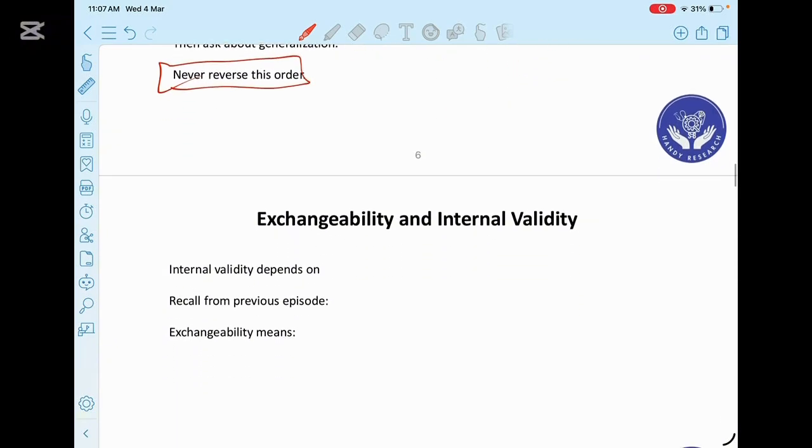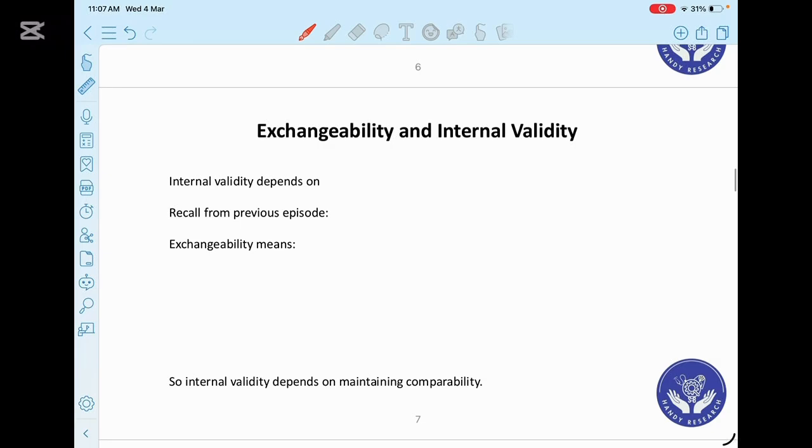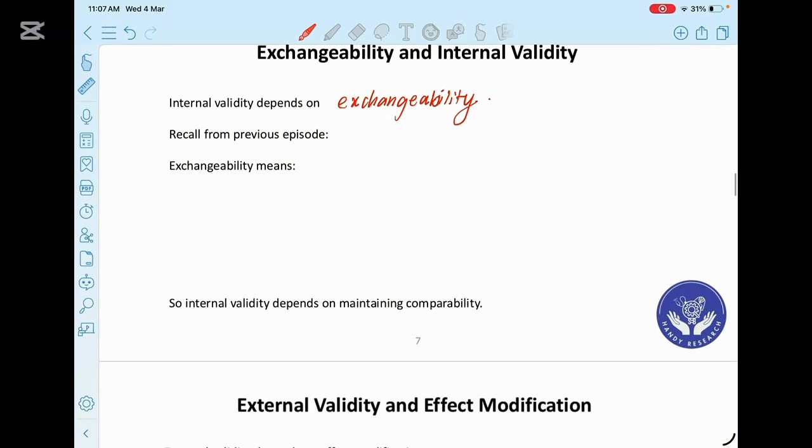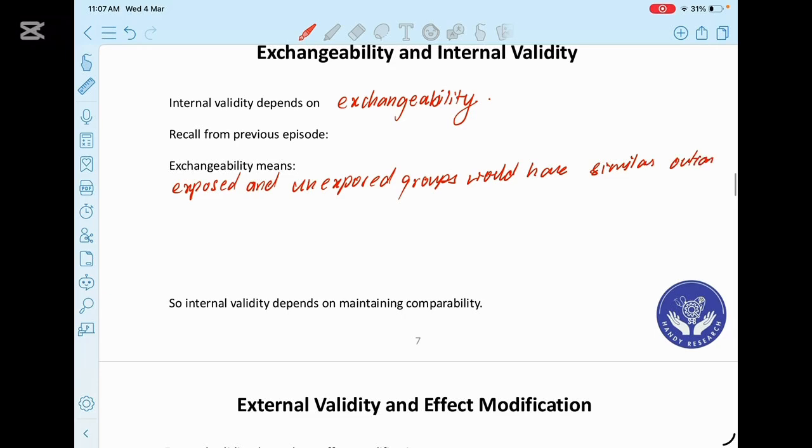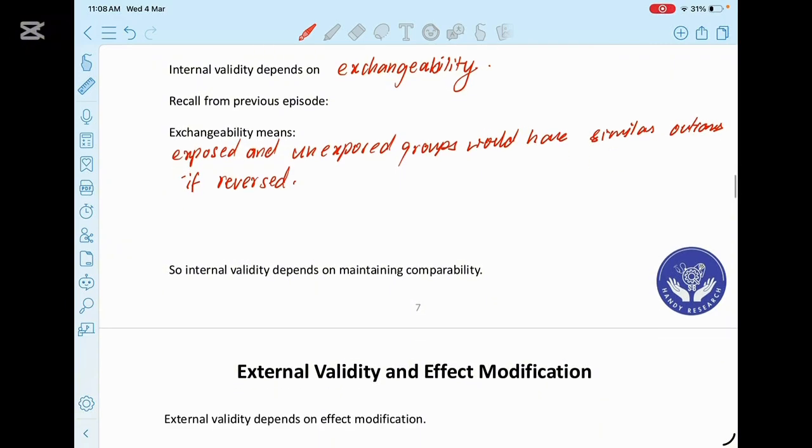Now, external validity, exchangeability and internal validity. Internal validity depends on exchangeability. We have already explained the concept of exchangeability in previous episodes. Exchangeability means exposed and unexposed groups would have similar outcomes if they were reversed.